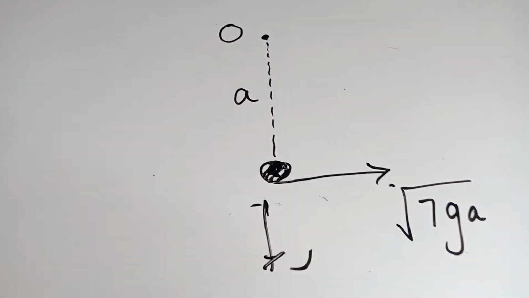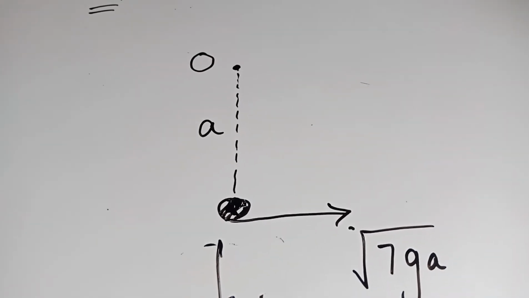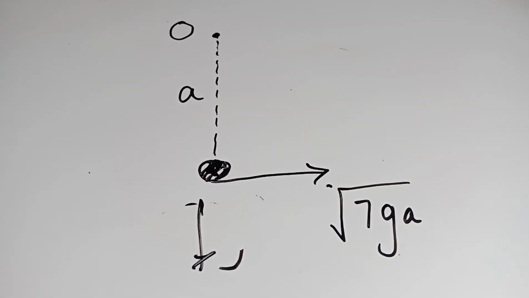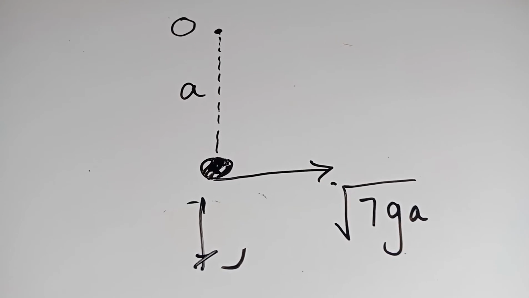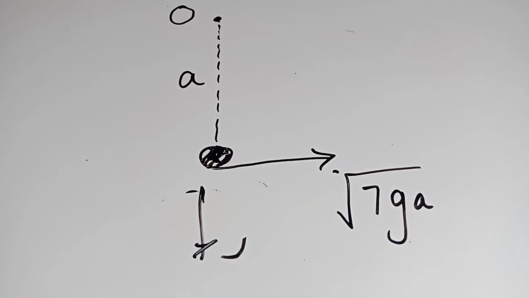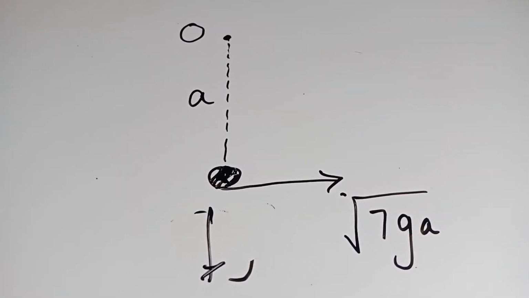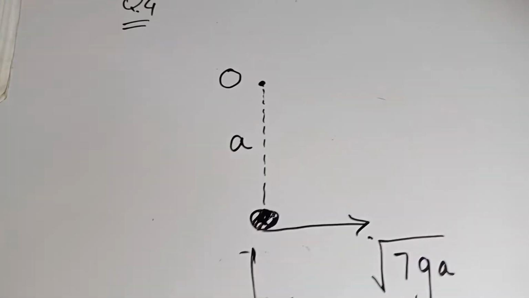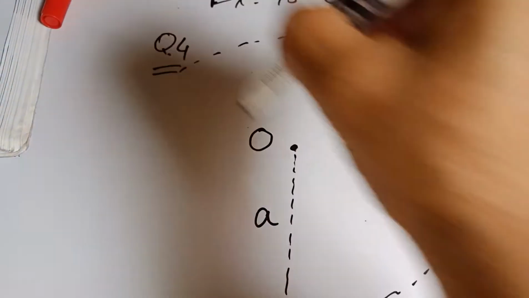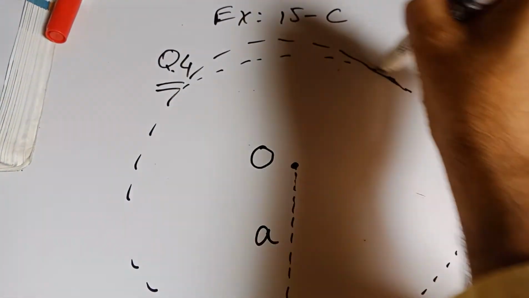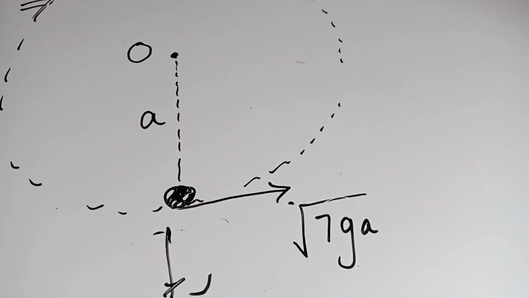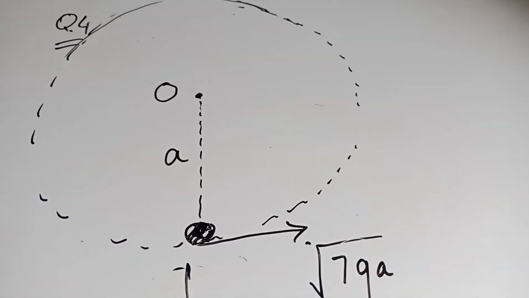So guys, whenever you have such a situation, you should first of all determine whether this object is going to complete vertical circles or not. You see that the radius is a, so this speed is already more than the square root of 5ga. So this means this object will definitely complete the vertical circles. So this would be moving like this, like this. Okay, so now what's the problem? The problem is that we have to find the greatest and the least tension in the string.